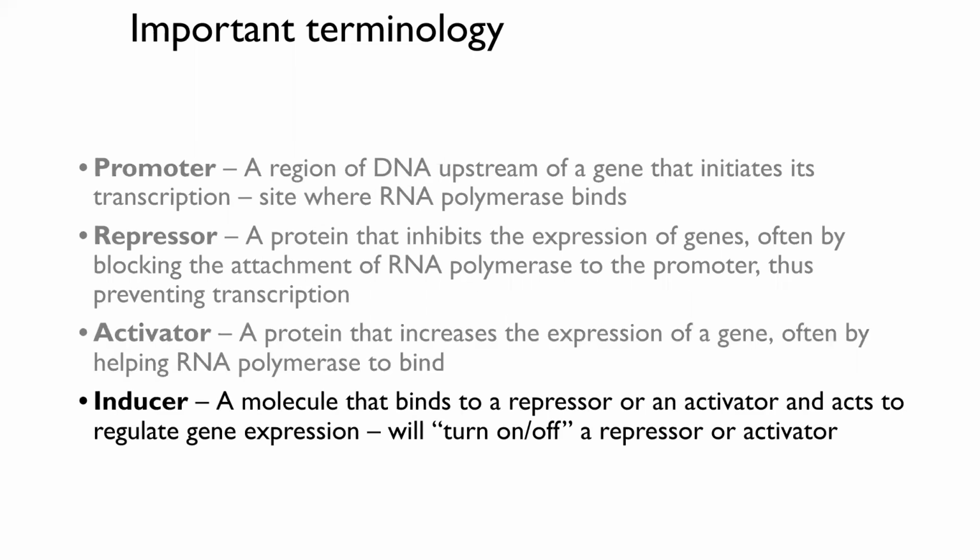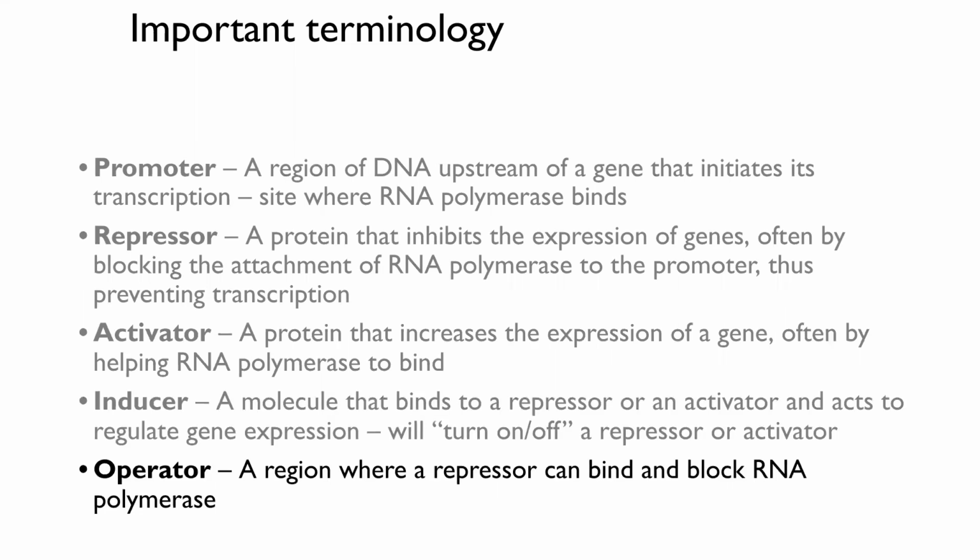And then finally, we have an inducer. It's a molecule that binds to a repressor or an activator and acts to regulate gene expression. It will essentially turn on or turn off a repressor or an activator. Oh, sorry, one more. An operator. It's a region where a repressor can bind and block RNA polymerase. So that's our terminology. Let's talk about this.